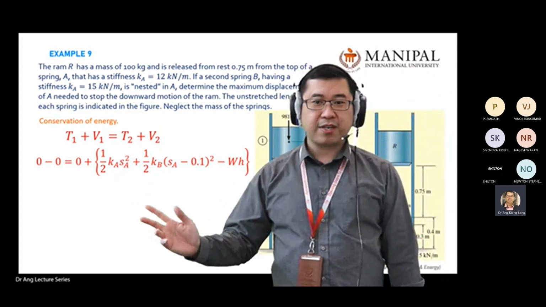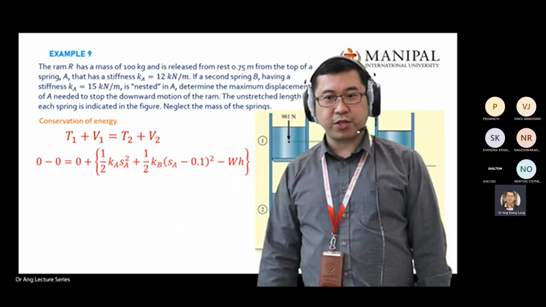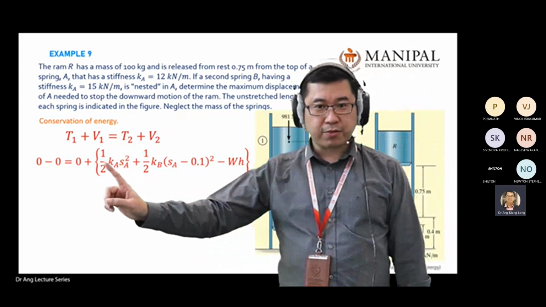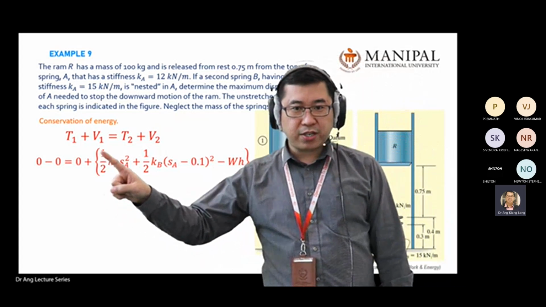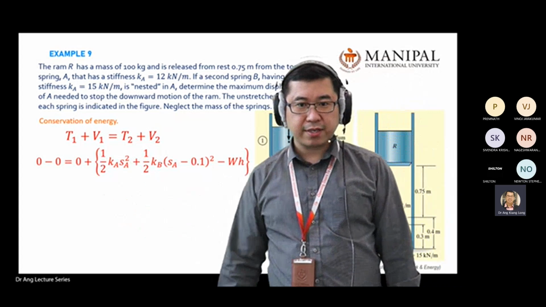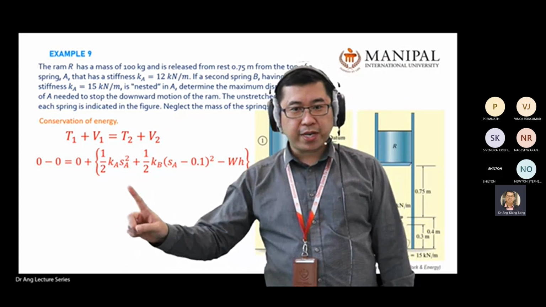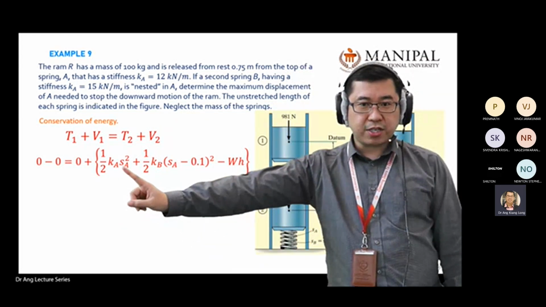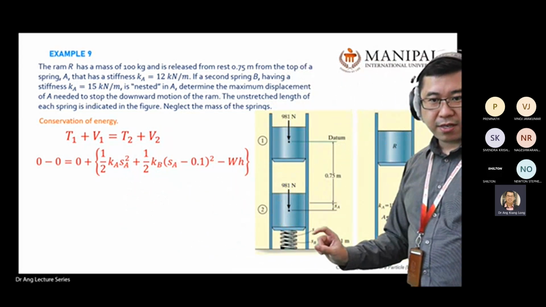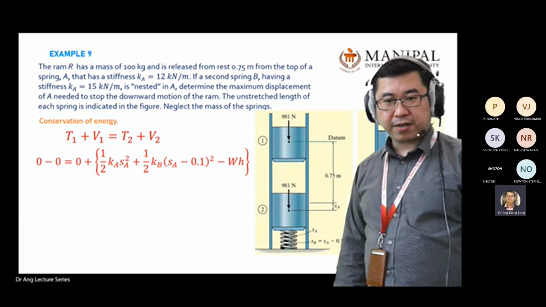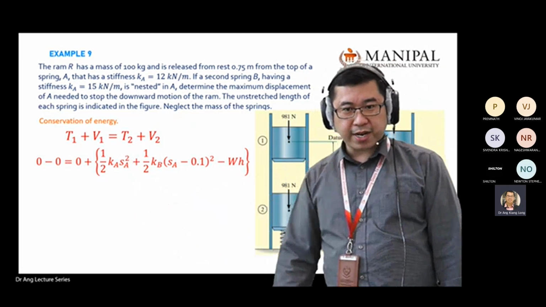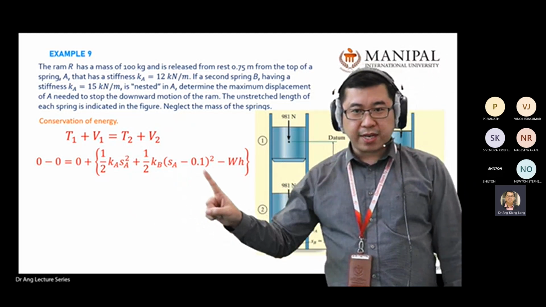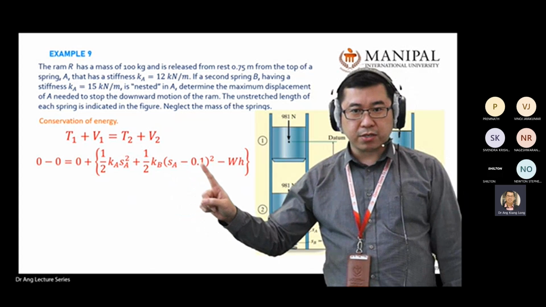If you don't know this one, go back to the previous video lecture when we talked about spring energy. So for the spring, your energy is half Ks squared. You have two springs there, spring A and spring B. For spring A, S is the displacement of A, so SA squared. For spring B, I already explained why SB equals SA minus 0.1.